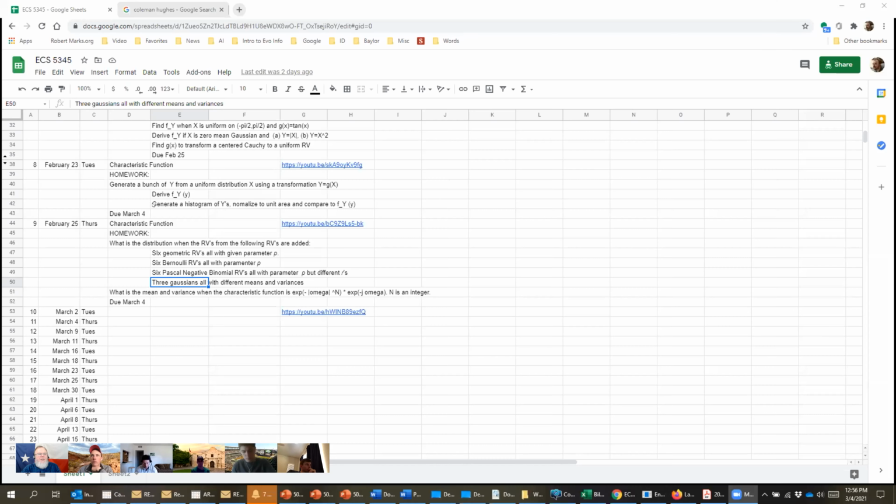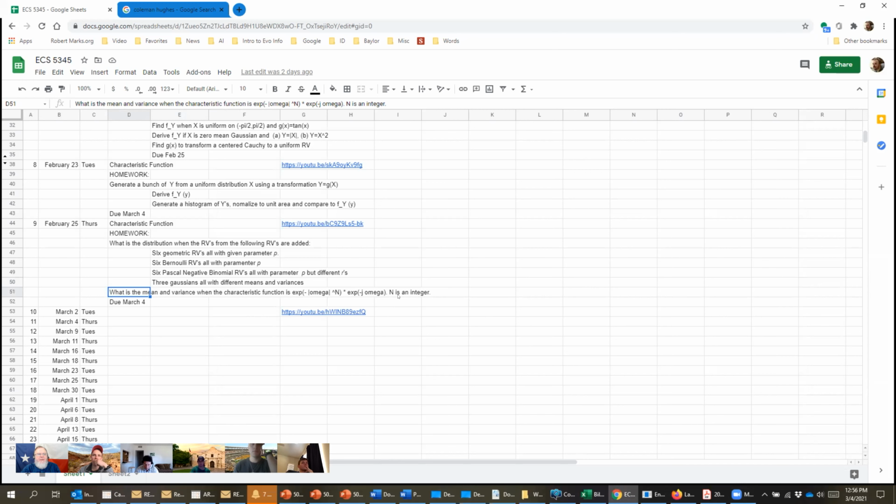Okay, with that then, let's go back to the homework and let's see if we can get the last one. The last one is the most challenging, I think, of the ones that were assigned as homework. And the last one is, what is the mean and variance when the characteristic function is this exponential? And n is an integer.